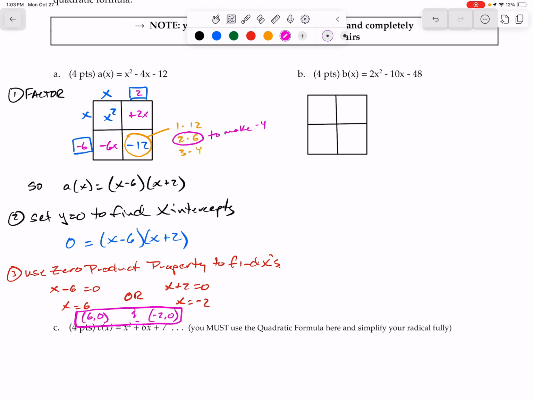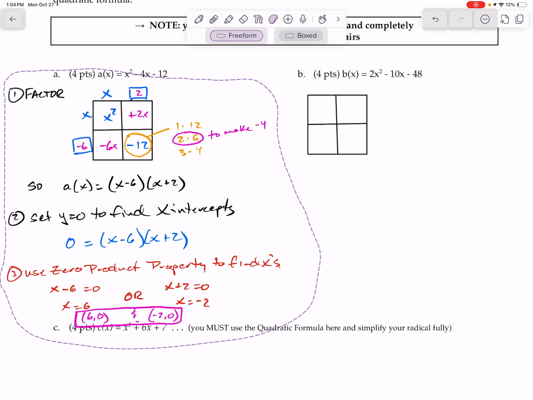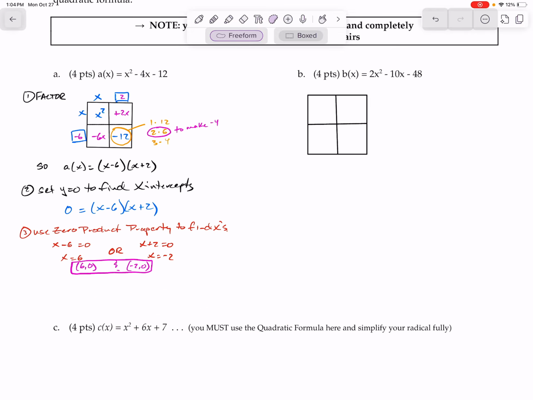Let's see if we can make this a little bit smaller. There we go.